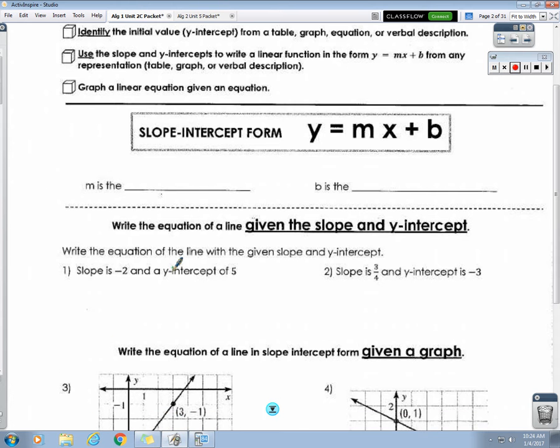Okay, this is the easiest thing to do. If they give you y equals mx plus b, we all know m is the what? The slope. And b is the y-intercept.